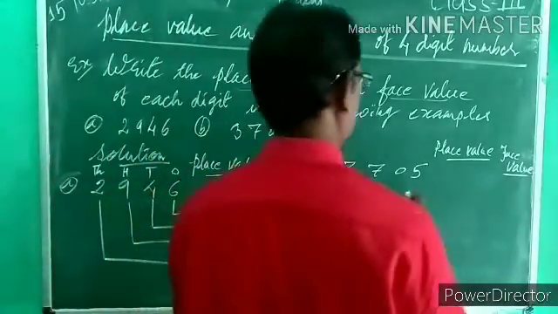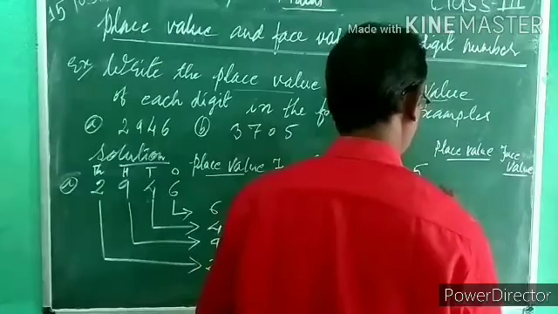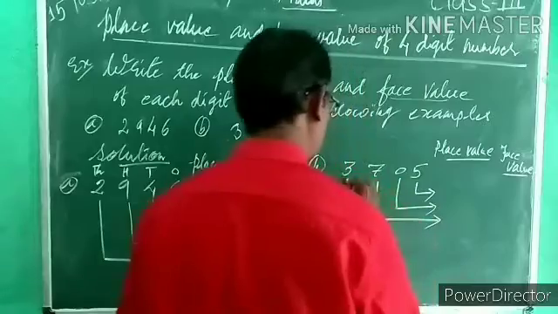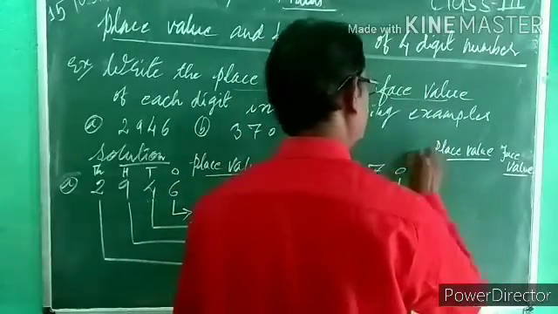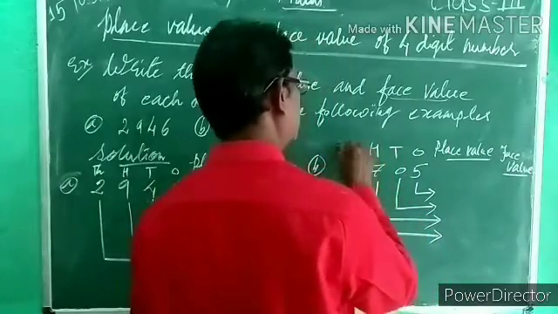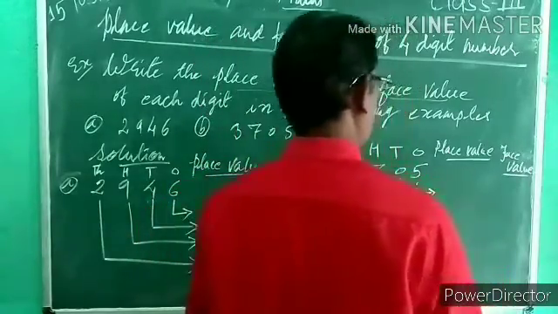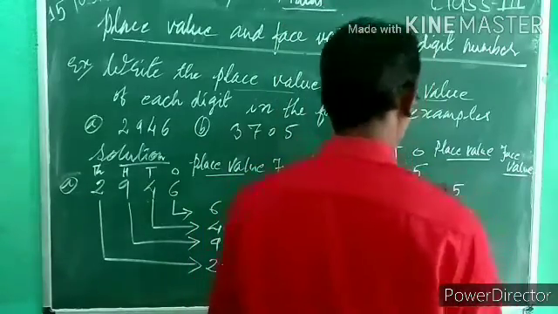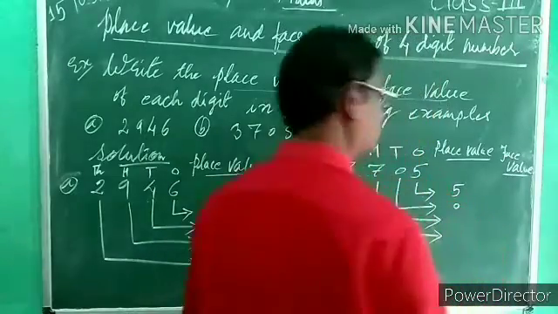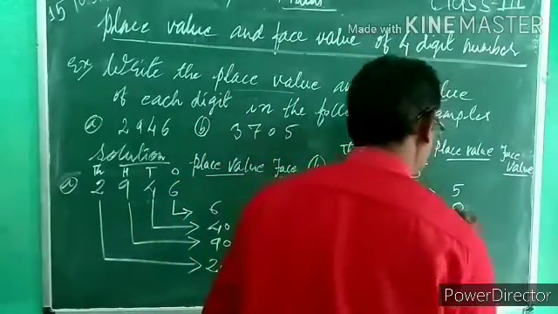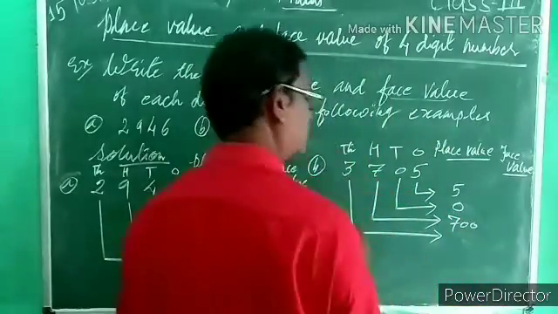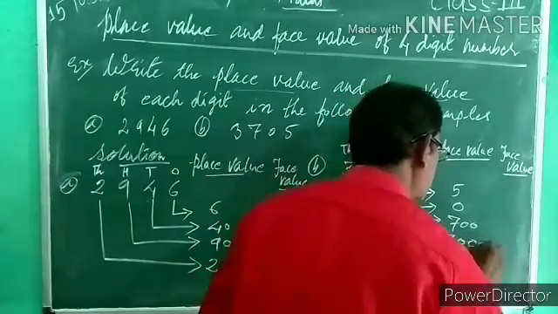Now next example, 3705. Same thing. Place value and face value we have to find. So make an arrow like this. Place value: 5 is ones, 0 is tens, 7 is hundreds and 3 is thousands. So 5 ones are 5. 0 into 10: if we multiply 0 with any number, we will get the answer 0 only. Understood? 0. Now 7 into 100, 700. And 3 into 1000, 3000. So this is the place value.